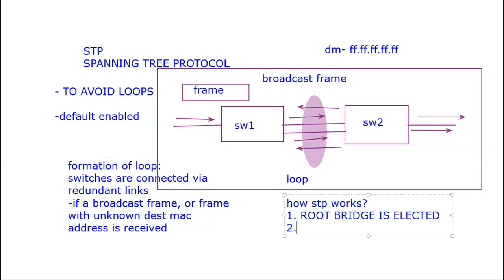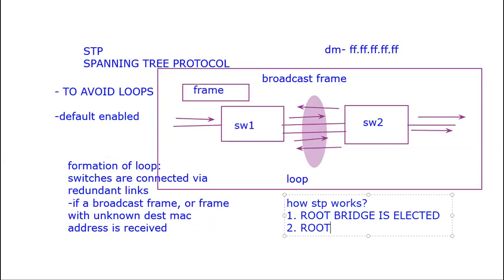A root bridge is elected. Here in STP, the term bridge is used for switch. Actually, the technology came when bridges were used, so nowadays we don't use bridges. Now we have switches in place of bridges, but the term remains the same because it was the earlier technology. So root bridge is elected. One of the switches becomes the root bridge in a redundant topology.